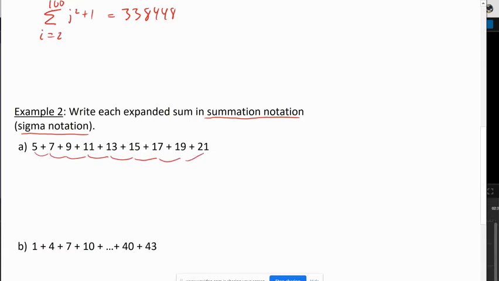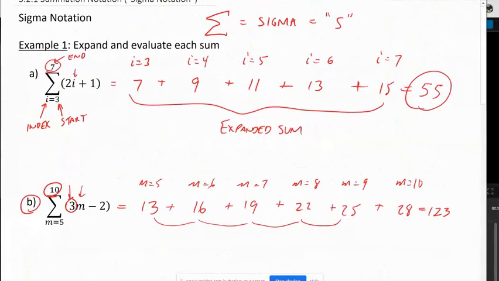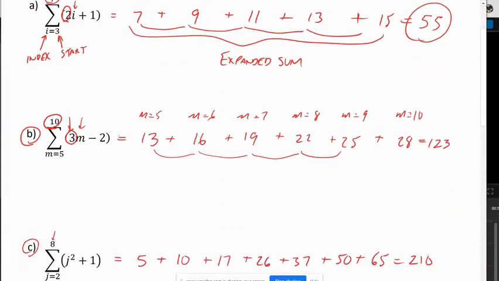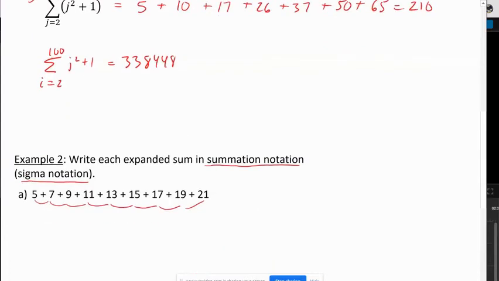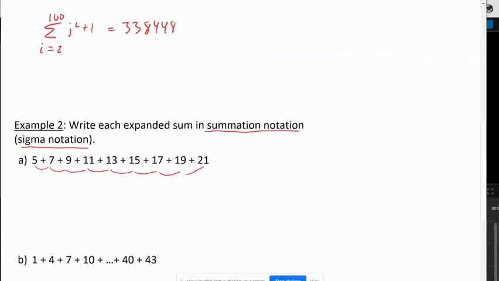And so what we found in the previous problems, like in problem 1, when there was a 2 here, these went up by 2 each time. When there was a 3 here, they went up by 3 each time. So for this problem, they're going up by 2 each time. So we know it's going to be an expression like 2i plus or minus something.